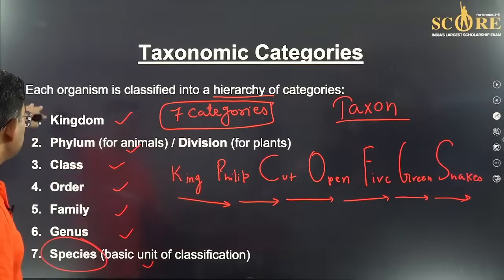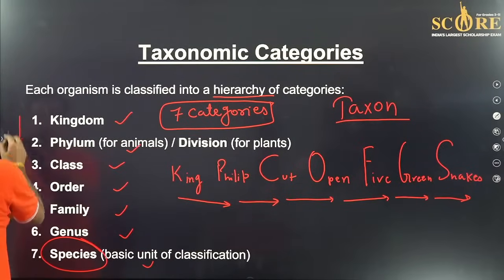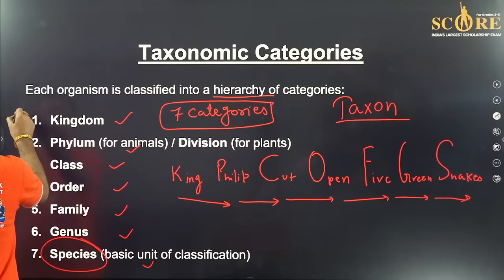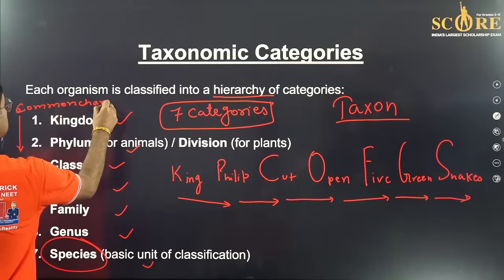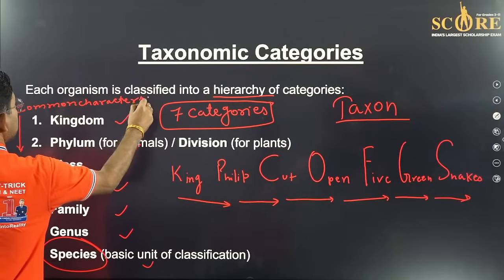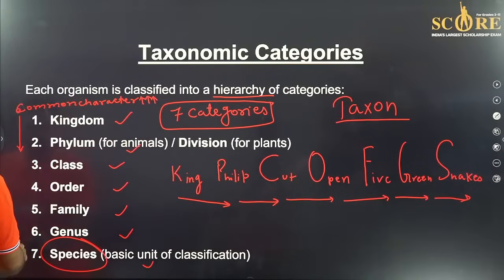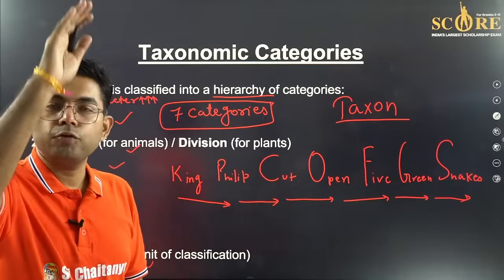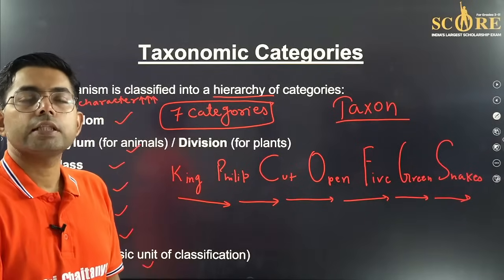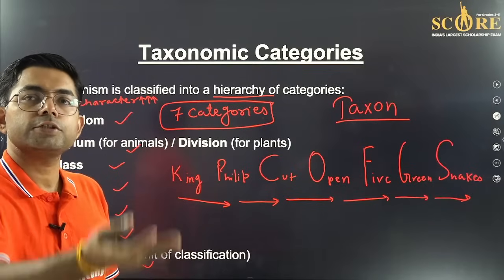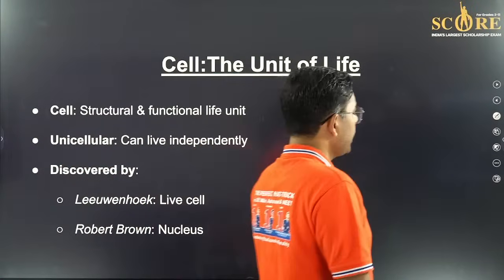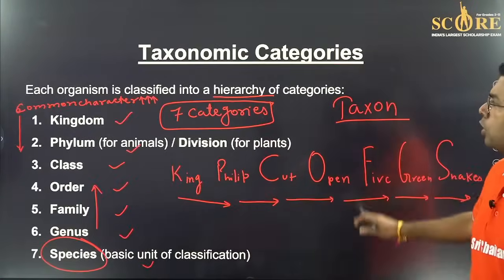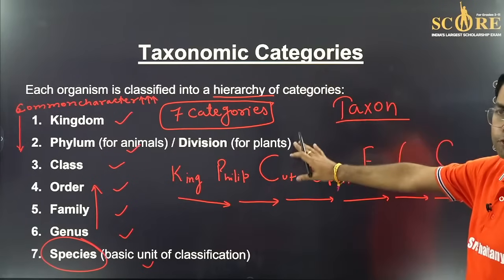Now as you go down, the common characters increase. Common characters increase as you go down, and as you go up, common characters decrease. Remember, in the hierarchy, if you go down, from family to species, the number of common characters increases. From species to family, the number of common characters decreases. So these were all the important points. So this order you have to remember.